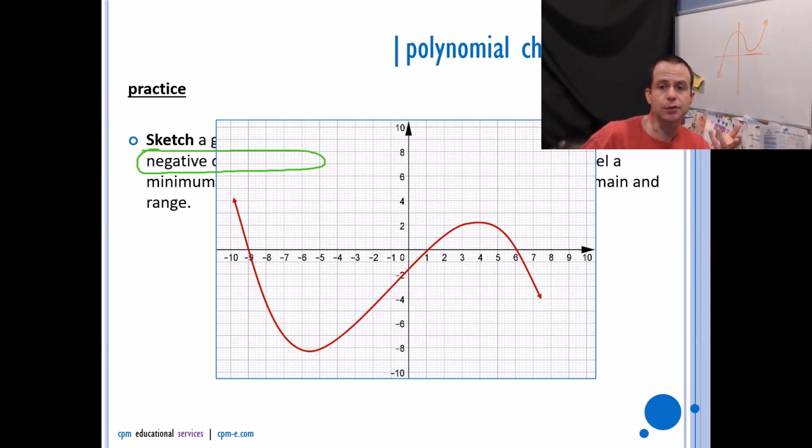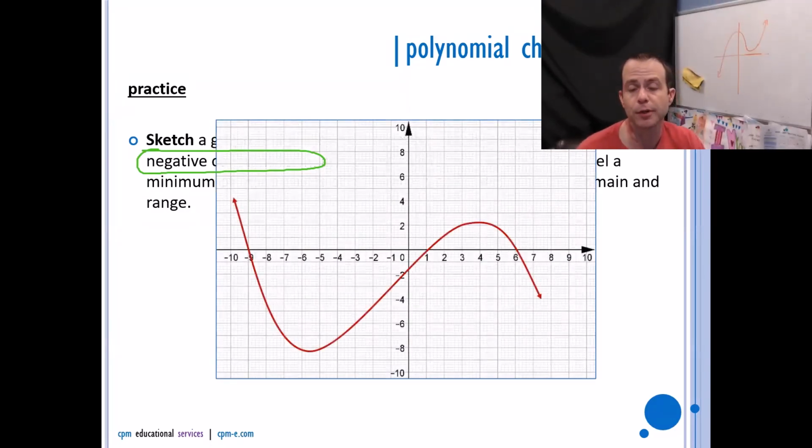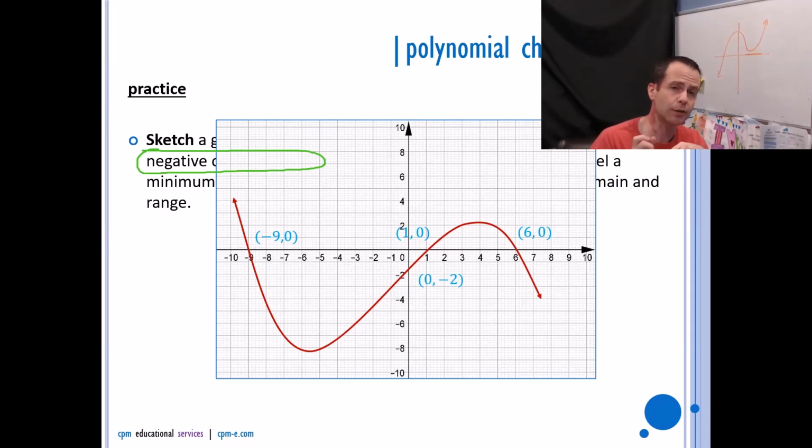Now, it also said to label a minimum of, I think it said 4 points. Let me just go back there for a second. No, 3 points. Label a minimum of 3 points. Well, that's easy. Those can just be my 3 x-intercepts, right? So (-9, 0), (1, 0), (6, 0). And then I also threw in the y-intercept, which was (0, -2). A reminder, when you're asked to label points, points are coordinate pairs, so they have to be bracket x, y bracket. Okay?